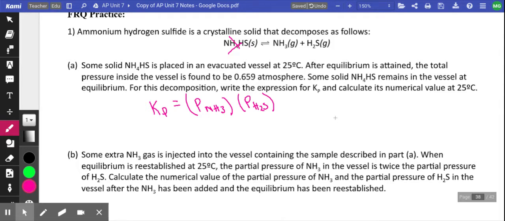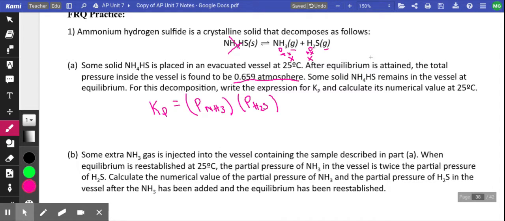Okay, and then it says to calculate the numerical value of this at 25 degrees Celsius. It says that the pressure inside the reaction vessel is found to be this 0.659 atmospheres here. Sorry, I just crossed it out instead of underlining it. That's the total pressure inside the reaction vessel at equilibrium. We know that this pressure is caused by the gases only. Since they both have a stoichiometric coefficient of 1, if I were to look at this in an ICE table, they're both starting at a pressure of 0. They're both changing by a factor of x, which means that at equilibrium, they both have a pressure of x, which means that their pressures are equal.